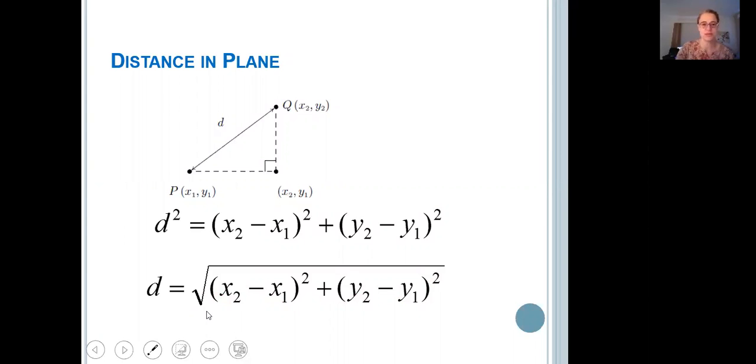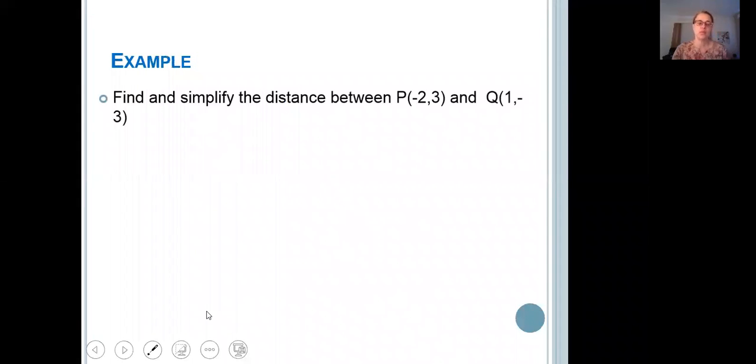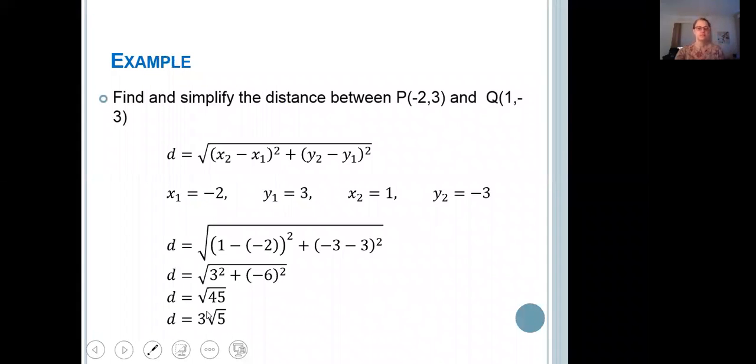Let's do an example. We're going to find the distance between the points (-2, 3) and (1, -3). I'm sorry about the line break there, it got kind of weird. Okay, and here's what we're going to do. We start with the distance formula. D equals the square root of x2 minus x1 squared plus y2 minus y1 squared.